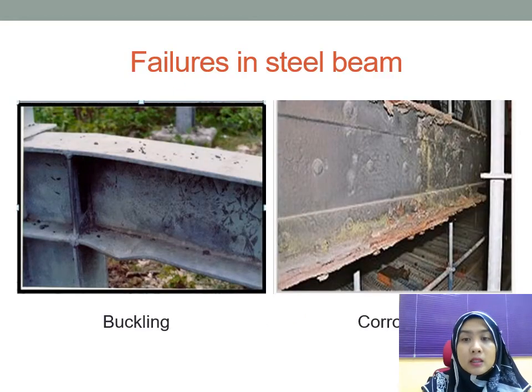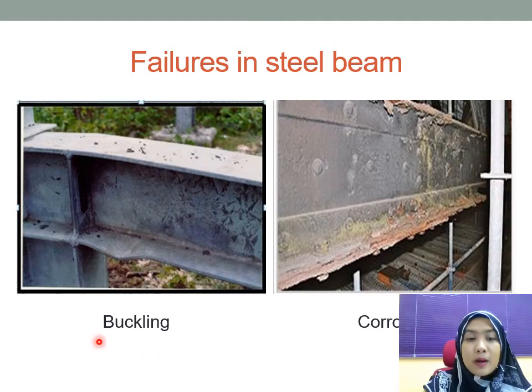What are the failures in steel beams? The main failures in steel beam is due to buckling and also corrosion. So buckling can be local buckling at the flange or at the web of the section.